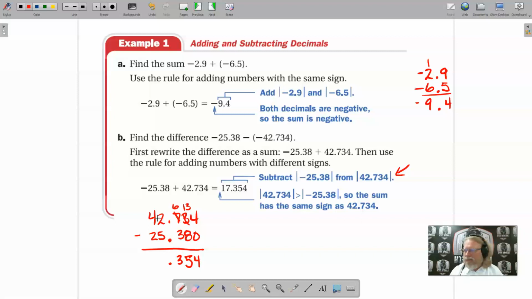And then 2 minus 5, well, I'm going to need to borrow again. So let's make this 12, and I'll borrow one from there. That's a 3. Now 12 minus 5 is 7, because 7 plus 5 is 12. And 3 minus 2 is 1. And now we end up with the 17.354. And the question becomes, is it positive or negative? Well, notice that the 42.734 has a greater absolute value than negative 25.38. So 42.734 is positive, so therefore our answer is positive as well. So same process that we used for adding and subtracting integers, we use for decimals as well.